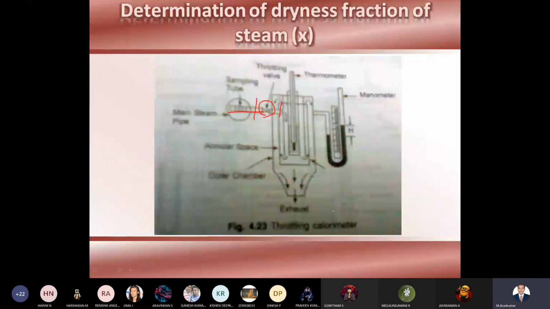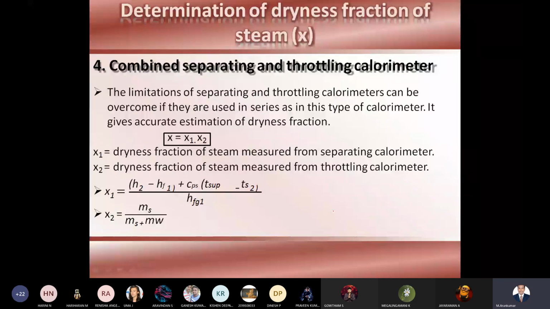Again, we have the fourth one, the combined separating and throttling calorimeter. The limitations of the separating and throttling calorimeters can be overcome. In the separating calorimeter we get only an approximate value, and in the throttling calorimeter the steam must be superheated. If we combine both, we get this calorimeter. If they are used in series in this type of calorimeter, it gives an accurate estimation of the dryness fraction, where X is equal to X1 into X2.